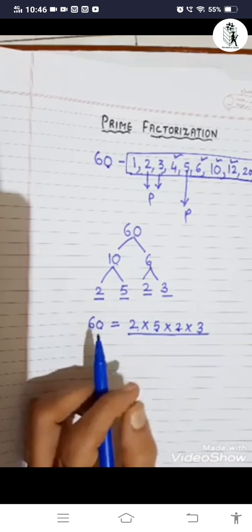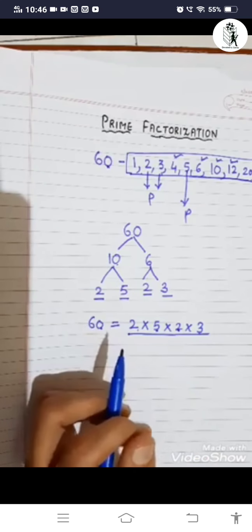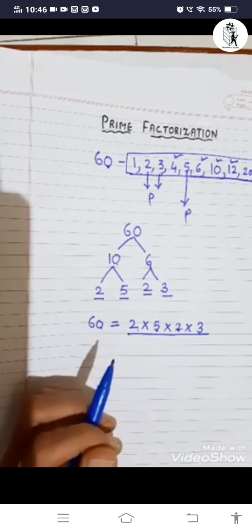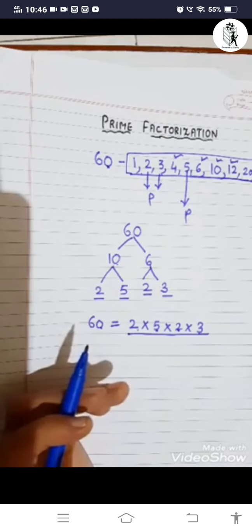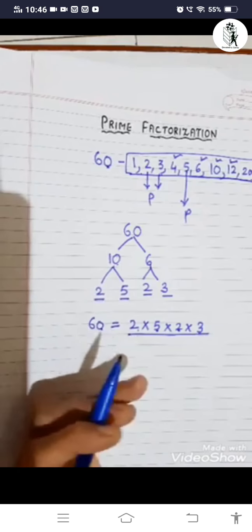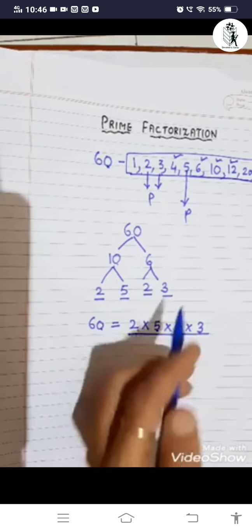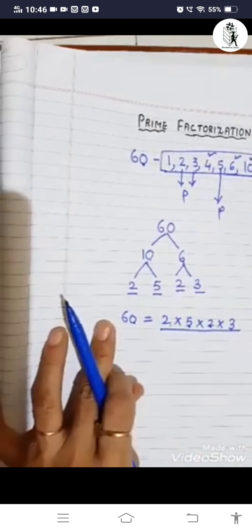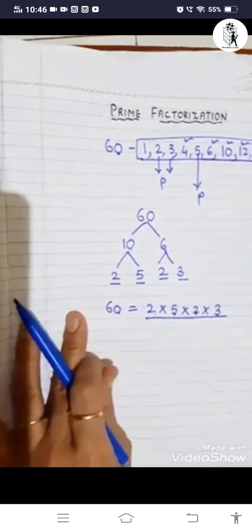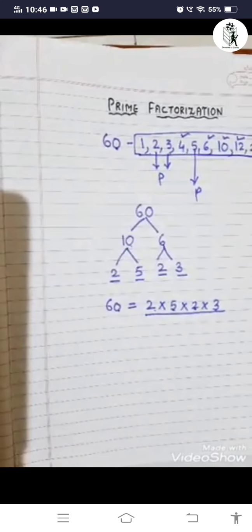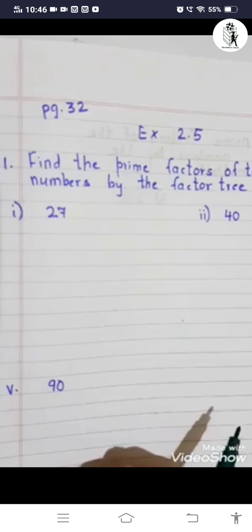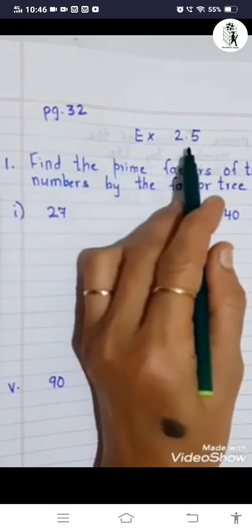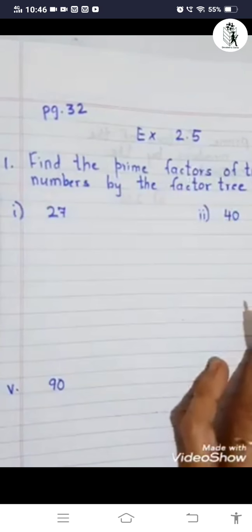Like 2, 5, 7, 11, 13, 17, 19, 23, 29, 31, 41, 43, etc. We have learned what the prime numbers are. So this is all about prime factorization. Let's start the exercise which is based on prime factorization. Turn to page number 32, exercise 2.5, question number 1.